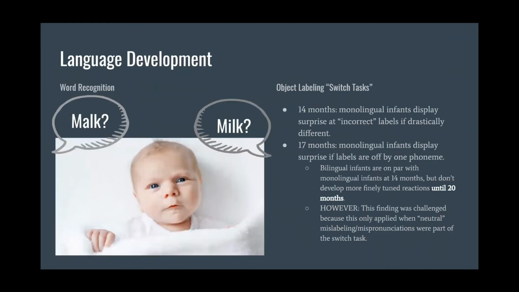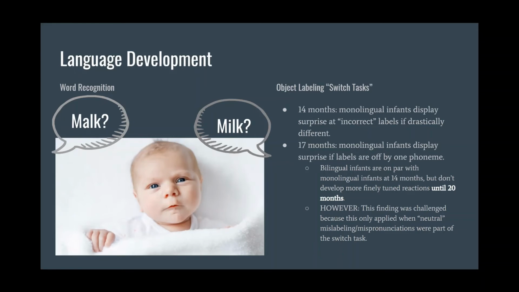Other areas of language development include word recognition and object labeling. In word recognition, bilingual infants match the development of monolingual infants, and they do not exhibit any delay in distinguishing between real words and gibberish. In toddlerhood, mispronunciation tends to bother bilingual kids less than monolingual toddlers.